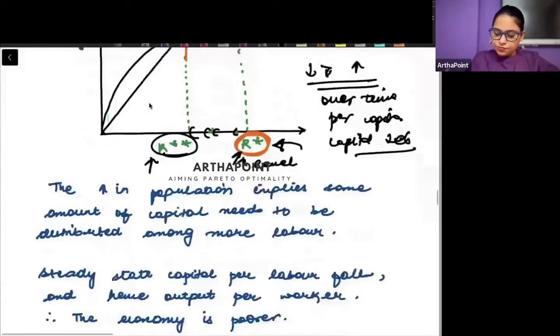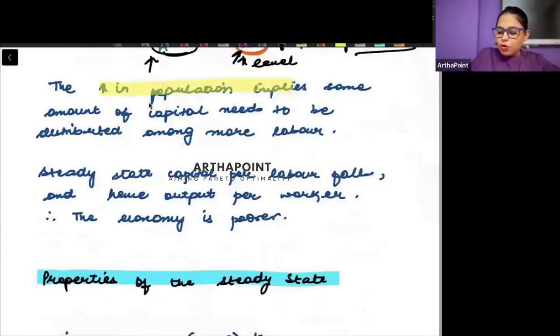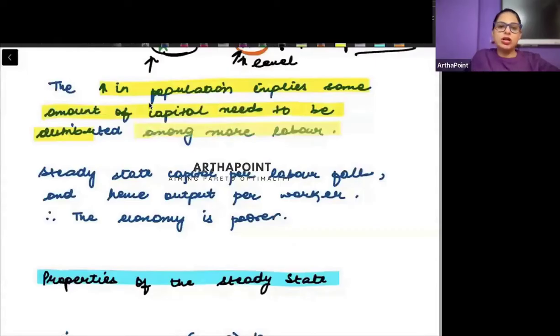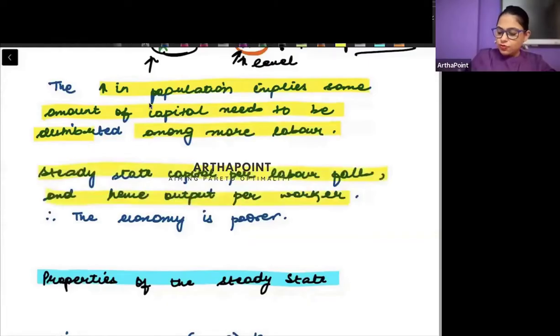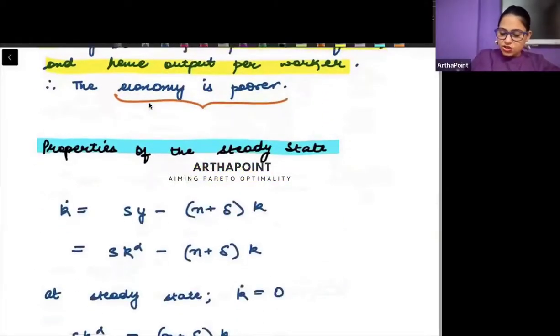Now read it out. The increase in population implies the same amount of capital needs to be distributed among more labor. So when population increased, the same capital is now being distributed among more people. Steady state level of capital falls, hence output falls, economy becomes poor. So we now understand two things.